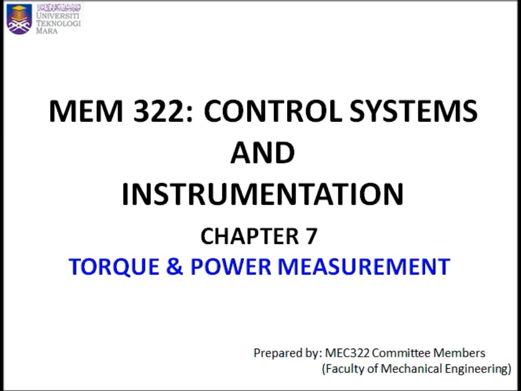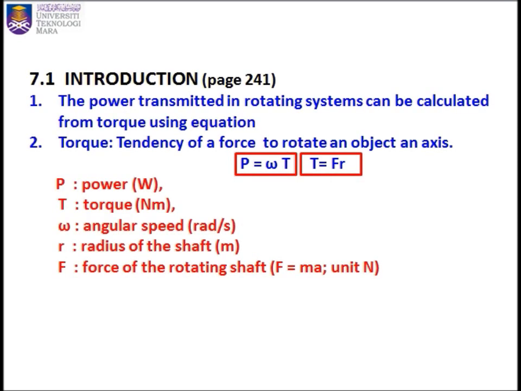So today we will learn about torque and power measurement. Okay, so let's start. For introduction, the power transmitted in rotating systems can be calculated from torque using the equation: torque equals force times R, where R is the radius of the shaft.